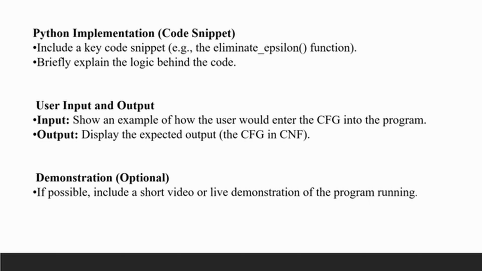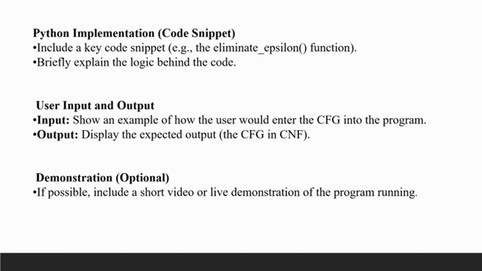This image presents a set of instructions or guidelines for showcasing the Python implementation of a context-free grammar, CFG, to Chomsky normal form, CNF, converter. Here's a breakdown. Python implementation, code snippet. The instructions request a key code snippet, such as the eliminate_epsilon function, which likely plays a crucial role in the conversion process. They also ask for a brief explanation of the logic behind the code.